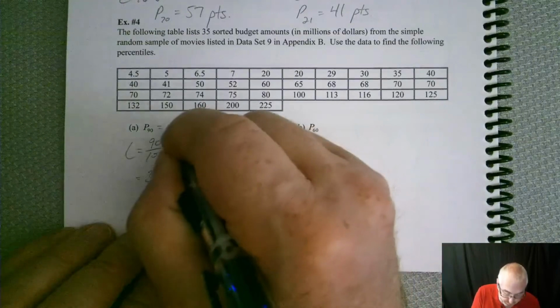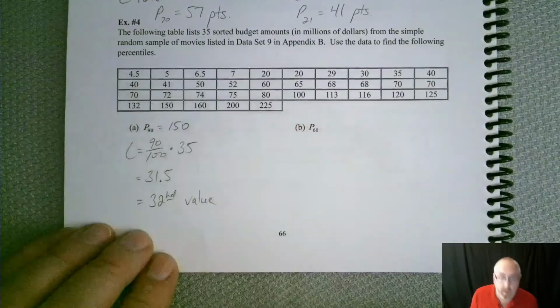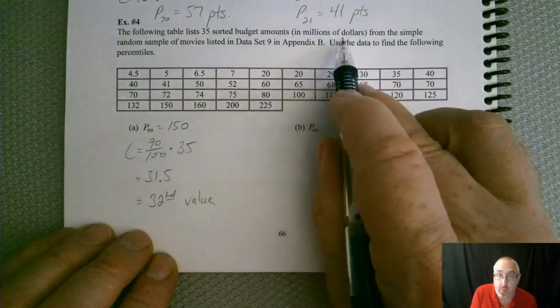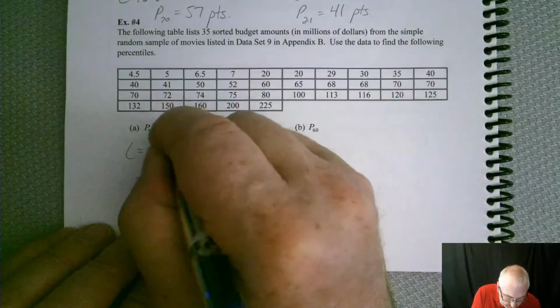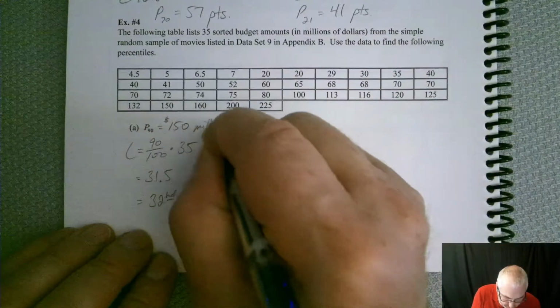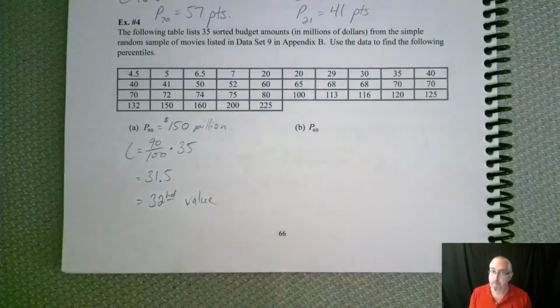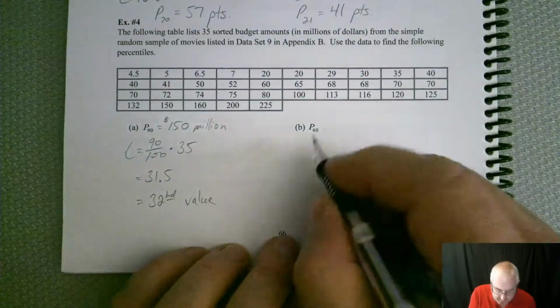Now, what am I forgetting? You're right. We got to remember those units. So what the units, remember, were millions of dollars. So don't forget your units. 150 million bucks. All right. Let's see what P60 looks like.